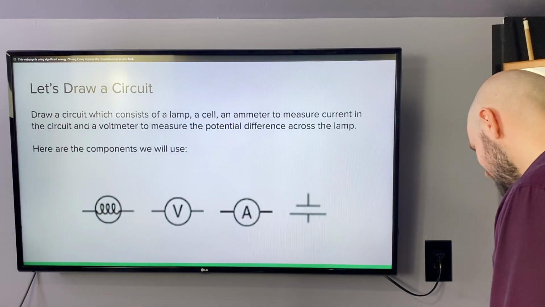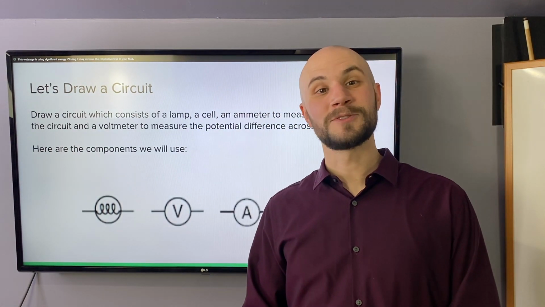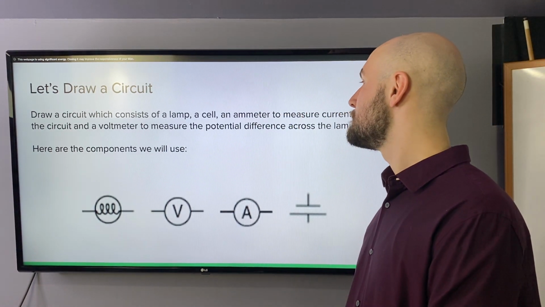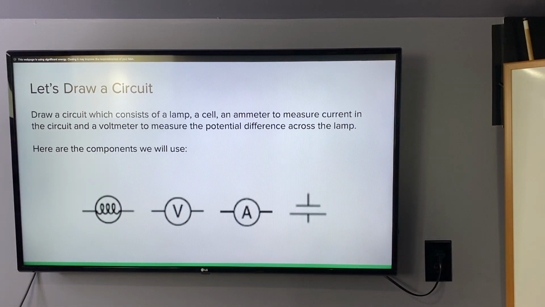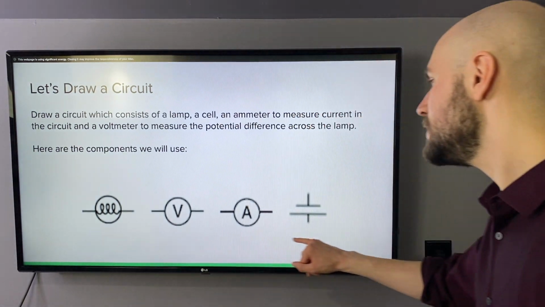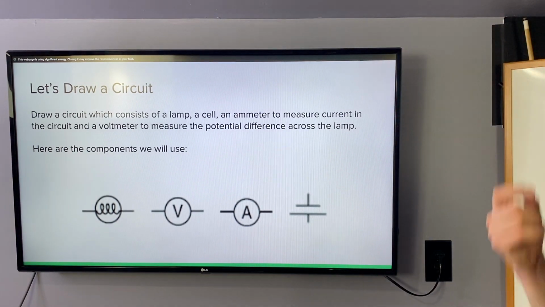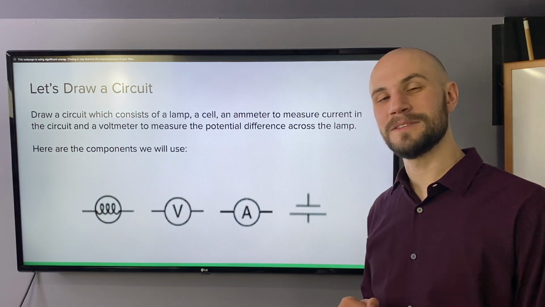Okay, so that was a lot, but what I want to do right now is I want to build our very first circuit. We're going to build our first circuit schematic based on the given information here, and we'll walk through it all together to see how we could set this circuit up. We want to draw a circuit which consists of a lamp, a cell, an ammeter to measure current, and a voltmeter to measure the potential difference across the lamp. Here are the components we need to use, but I didn't have to give you this because you could just look at page 4 of your reference table to figure out what those symbols are. We're going to move over to the whiteboard and build this circuit all together.